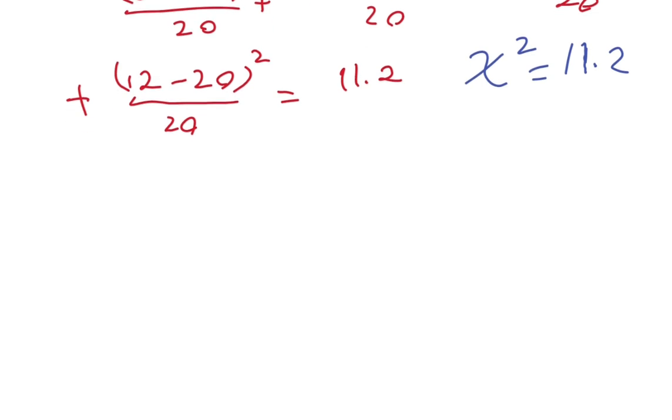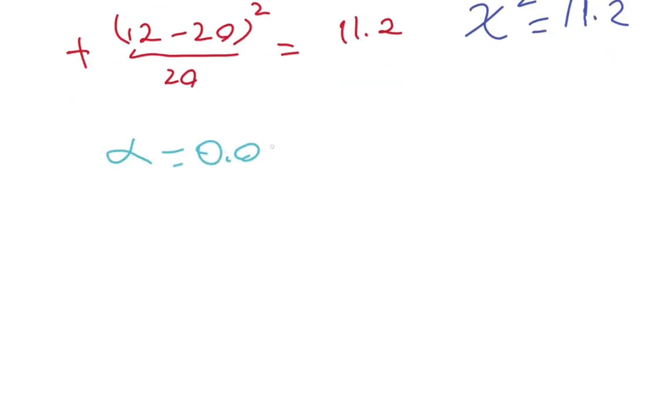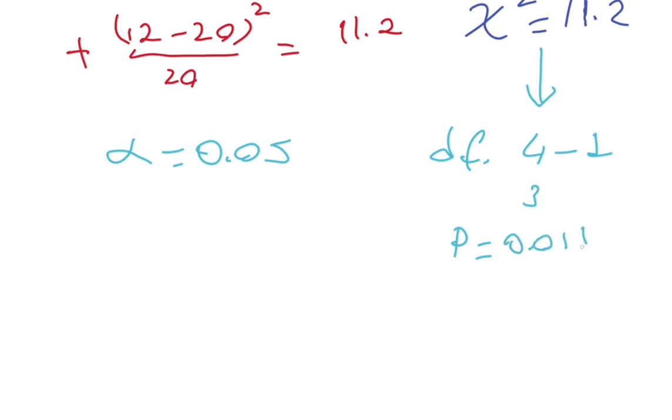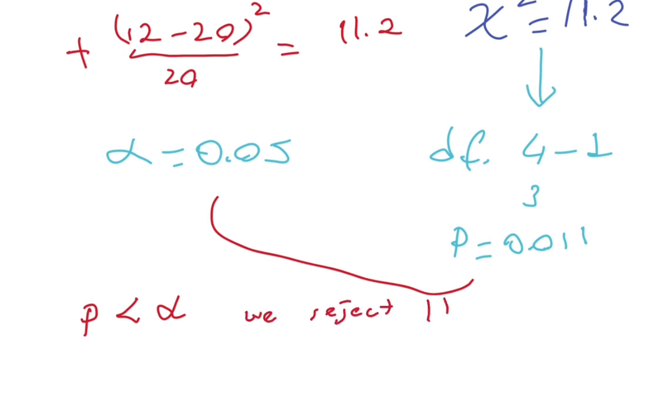So since our alpha is 0.05, we need to find the p-value for chi-square 11.2, so we are going to compare. We can use technology or a table. The degrees of freedom is going to be 4 minus 1, which is 3. And if we use technology, our p-value will be 0.011. So now we need to compare these two numbers to make the conclusion. Because the p-value is less than alpha, which is 0.05, we reject H0.